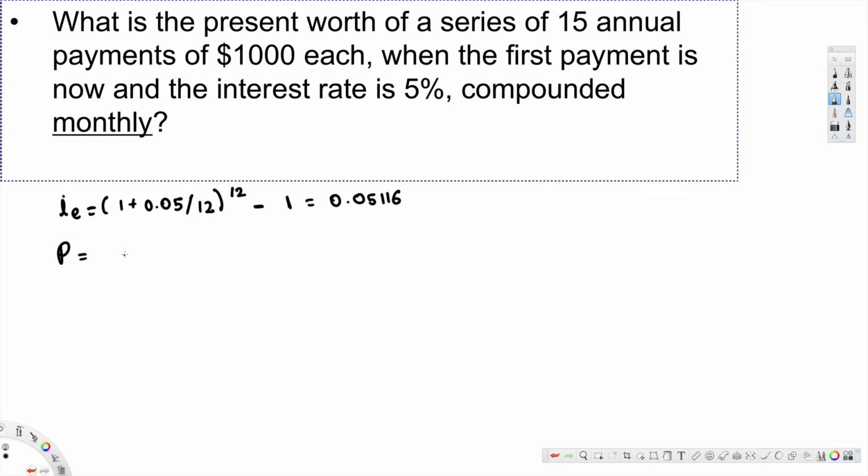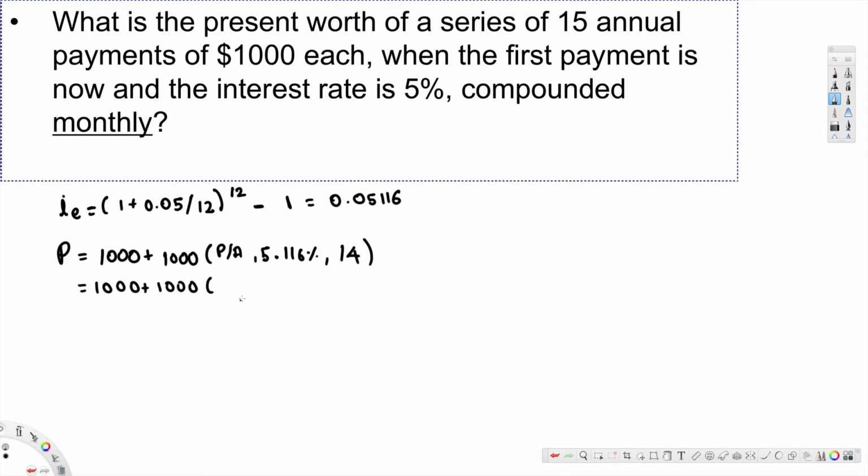Now here we are trying to find the present worth, that is P. P is equal to 15 annual payments, $1,000 each, 1,000 plus 1,000 times P/A. We calculated the interest rate in decimal places; in percentage, it is 5.116%. The first payment is now, so the first one is 1,000, and then we have the interest rate. So 14 are left, plus 14 here, and this is going to be 1,000 plus 1,000 times.